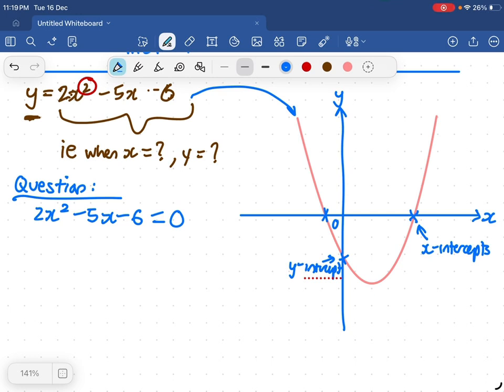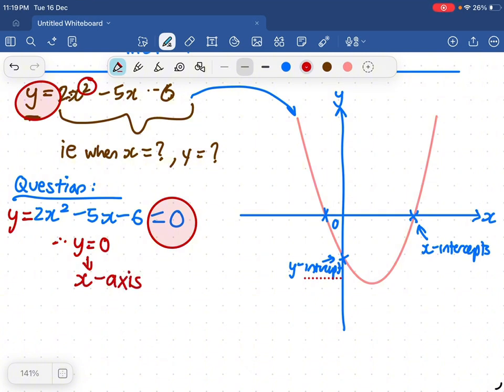Now, when we say it's equal to 0 over here, yet we've also said that y is equal to the same expression. So if y is equal to this expression and this expression is equal to 0, which means y is equal to 0. And what equation is y equals to 0 when we plot it out on a graph? Well, that is basically the x-axis. Because when y is 0, this is the x-axis. It's just the x-axis.